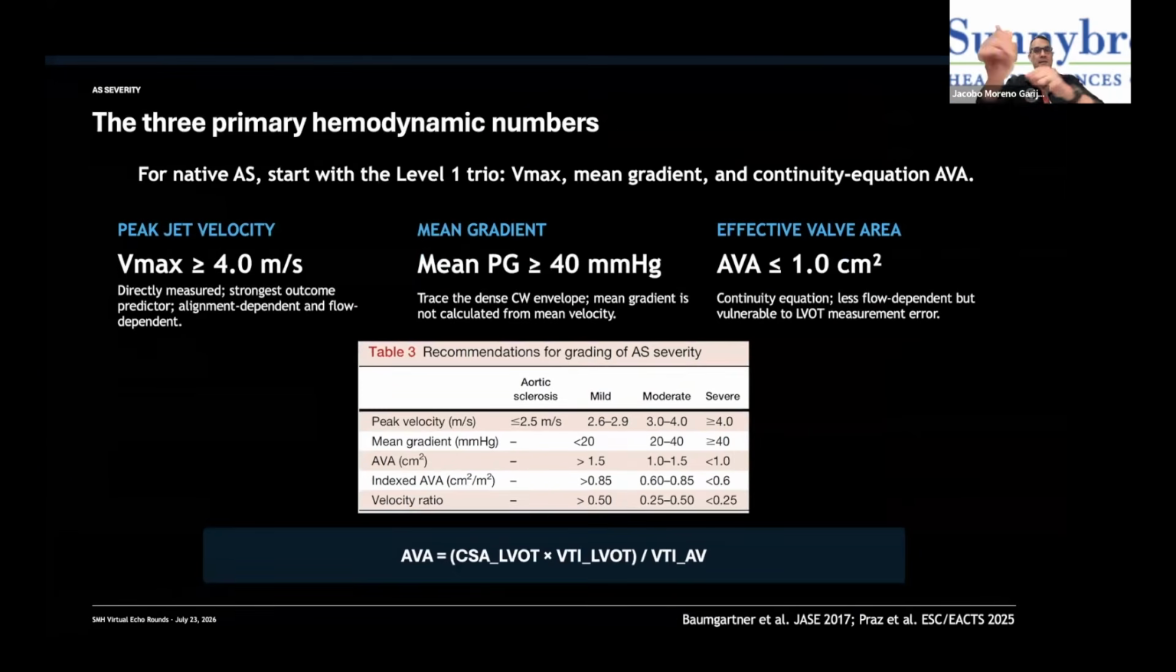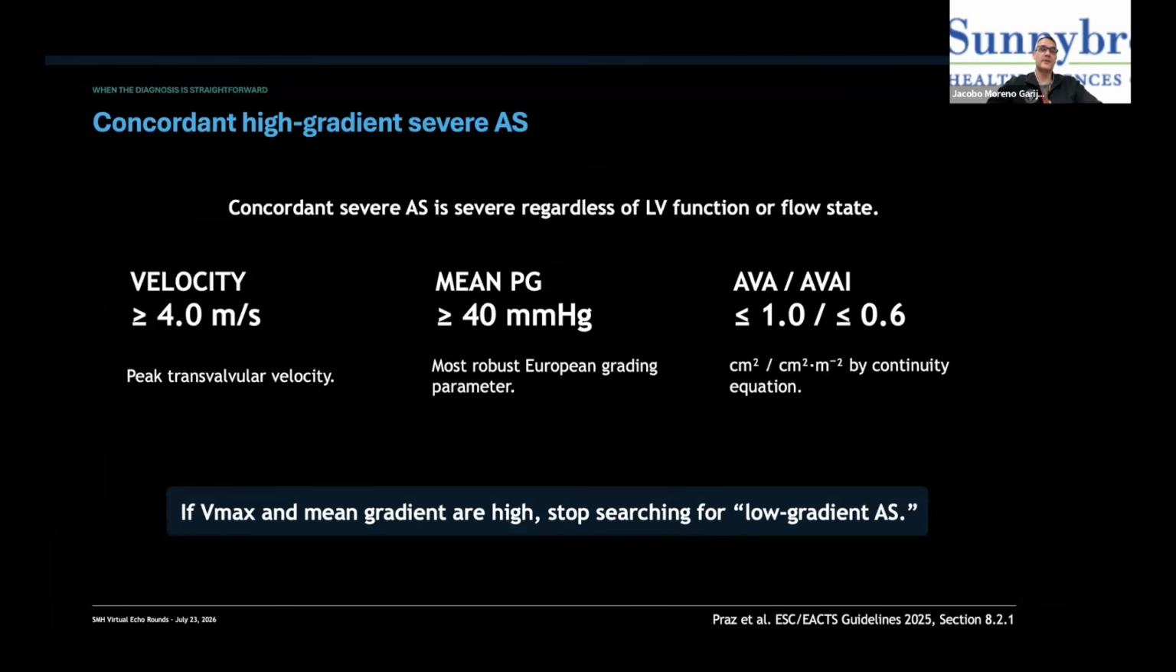So the three primary hemodynamic numbers that we are going to be looking at when we quantify aortic stenosis are a peak velocity of more than 4 meters per second, a mean gradient of more than 40 millimeters of mercury, and an aortic valve area less than 1 centimeter squared. We are all very familiar with these recommendations for grading AS. And then an indexed valve area less than 0.6, and the velocity ratio that we just commented on, 0.25. So up to here, there is no problem. We all do it in the echo lab or in the OR, but then the problem is when you don't have a concordant aortic stenosis.